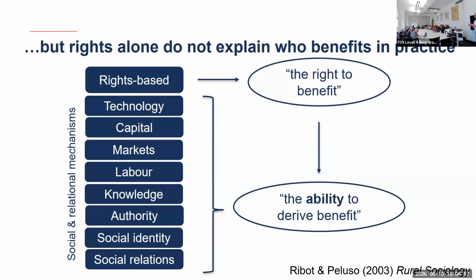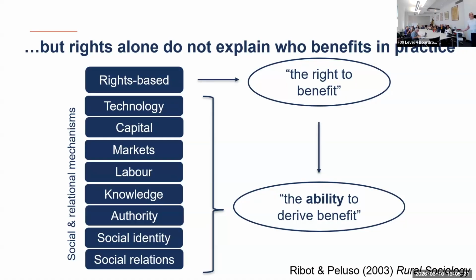This was argued by Ribot and Peluso in their paper, A Theory of Access, where they drew attention to all these other mechanisms, social relation mechanisms, that can interact with rights to shape who actually is able to benefit in practice. In highlighting these mechanisms, they moved away from a view of access as simply the right to benefit to actually the ability to derive benefits.